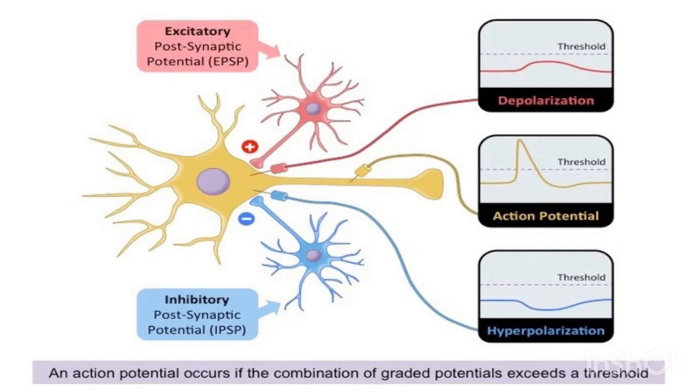Then you have your action potential or nerve impulse. So this is when the threshold is reached with excitatory effects more than inhibitory effects. So the action potential will be triggered. Lastly, you have your IPSP, your inhibitory postsynaptic potential, where your inhibitory effects are greater than the excitatory effects. So this will lead to your hyperpolarization, therefore it cannot transmit your nerve impulse.